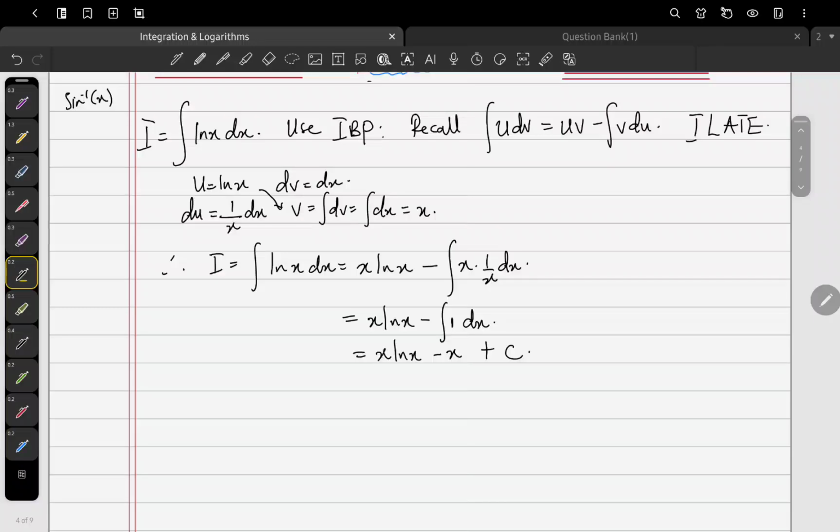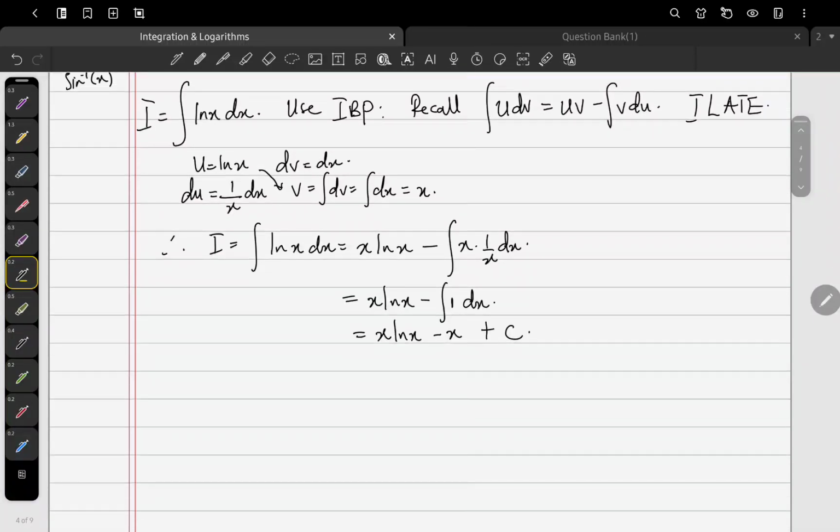Beautiful. So we've seen that, in conclusion, the derivative of natural log of x is 1 over x, while the integral of natural log of x with respect to x is x natural log of x minus x plus c.